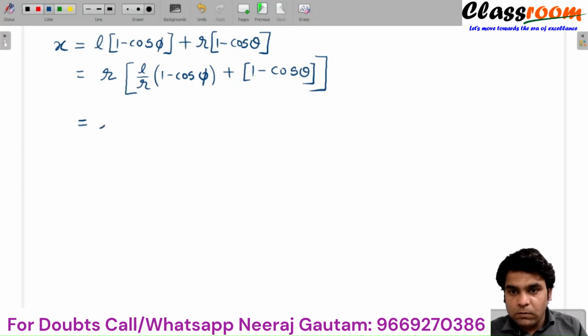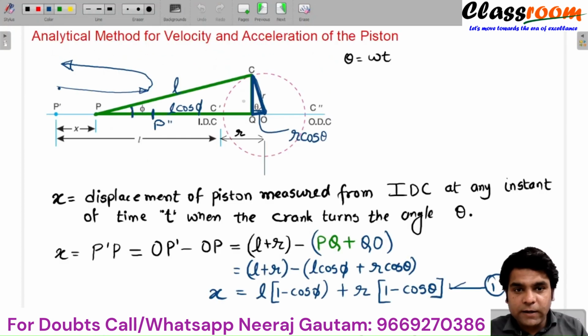Okay. Now we'll move again towards this figure. In this figure, CQ, this line is common for both the triangles PCQ as well as COQ. So CQ is treated as the perpendicular of this triangle PCQ.